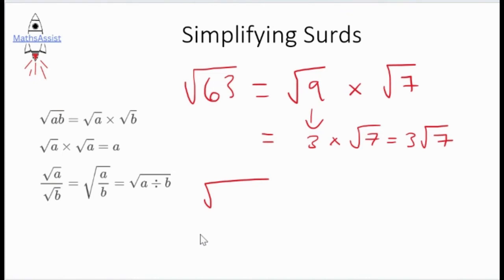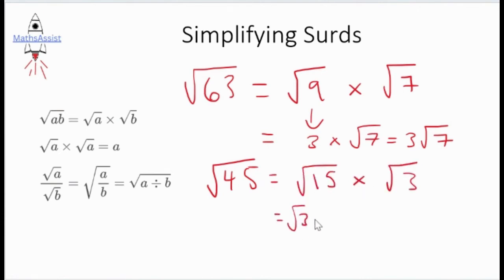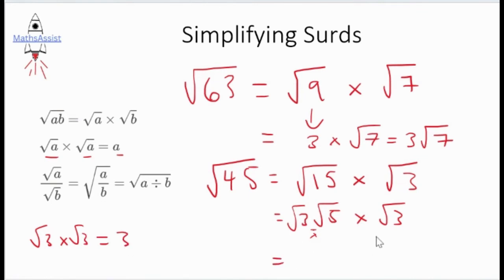Root 45, two numbers that make up 45 is 15 and 3. Root 15 can be further simplified into root 3 times root 5. Therefore, we get root 3 times root 5 times root 3. Remember our key rule. When we multiply the same base, the answer will be the base. So, root 3 times root 3 equals 3. 3 times root 5 is equal to 3 root 5.